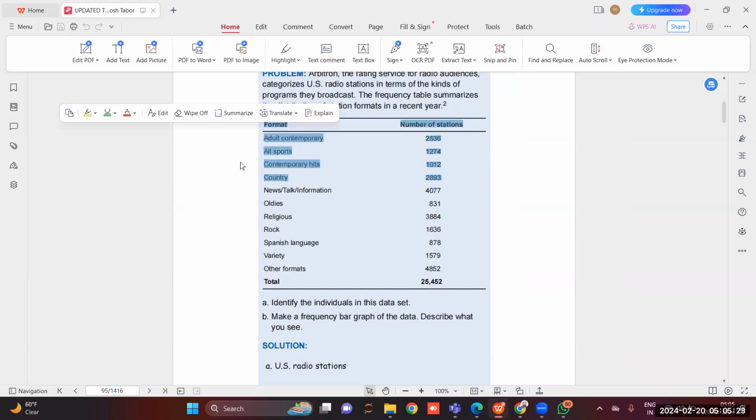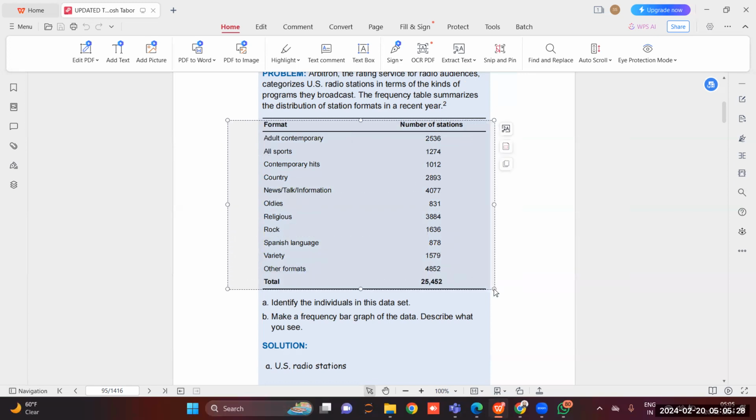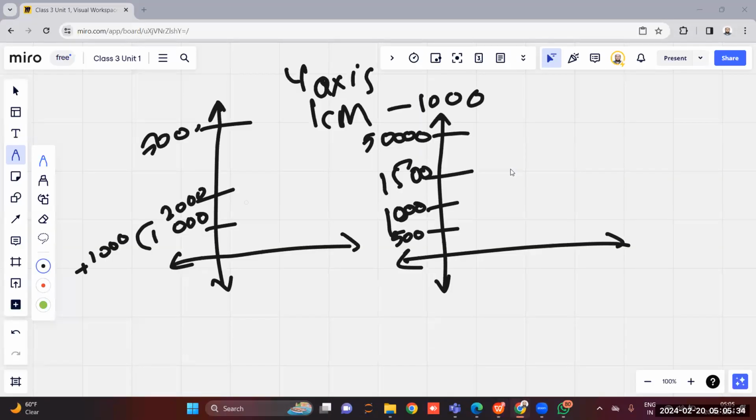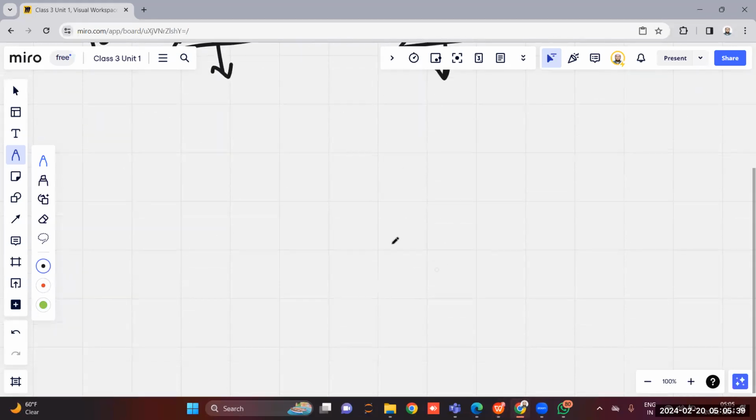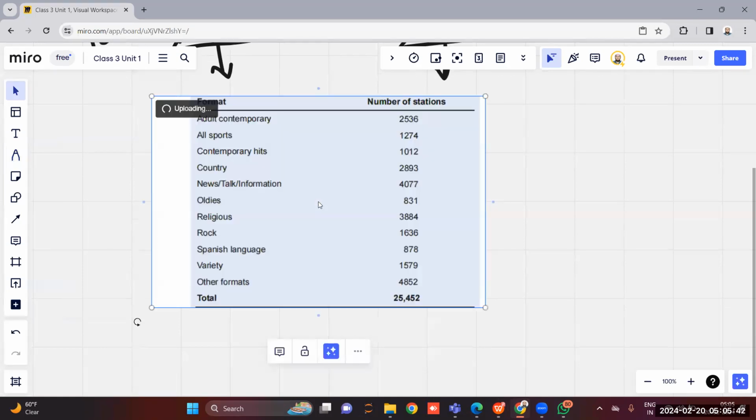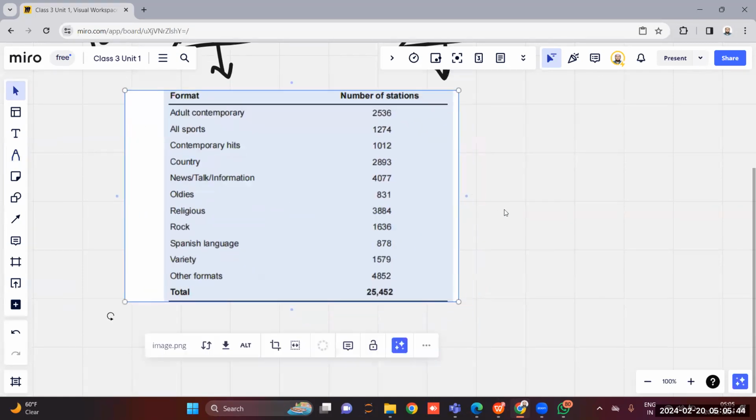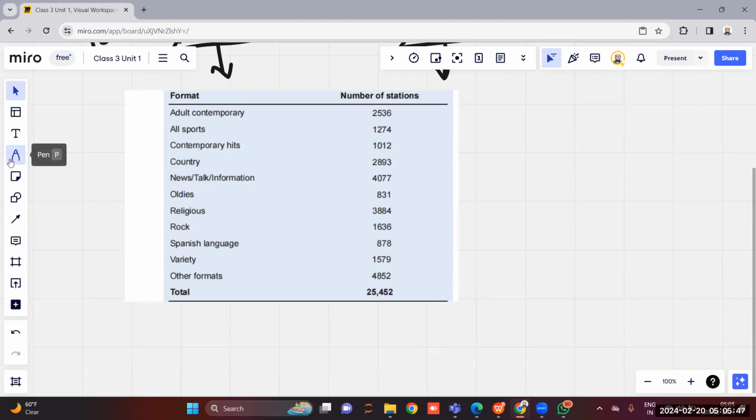I'll take this table. As yesterday I had created, the first step is to convert it into a relative frequency. So first of all, we'll copy it here. Zaid, what's the total of it? In relative frequency, we have to divide each quantity by the total.